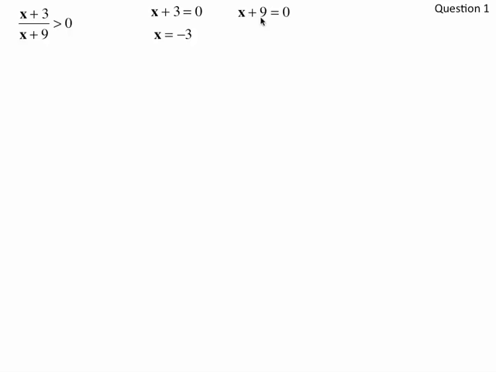Over here, to get the x alone, I'm going to subtract 9 from both sides, and I get x equals negative 9. So these two points are the really important points, when x is equal to negative 9 and when x is equal to negative 3. I'm going to put that on the number line. So here's negative 9, here's negative 3.